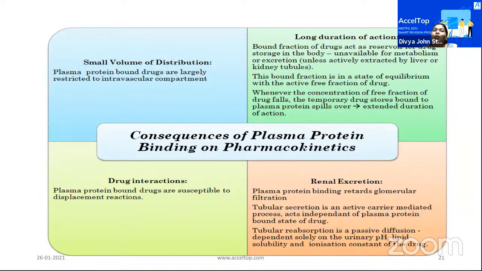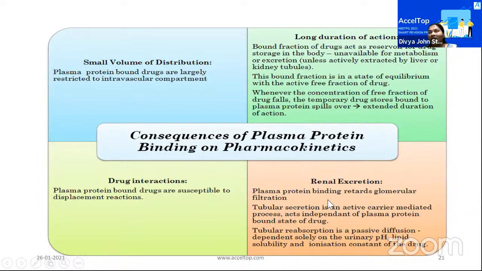Okay, so plasma protein binding will result in a decrease, or a small volume of distribution of the drug. It will extend the duration of action, and the acceptor site will act as a reservoir whenever the concentration of the active free drug falls. The duration of action will be extended by spillover of the temporary stores of the drug in the plasma protein. And plasma protein bound drugs are subject to drug-drug interaction via the displacement reaction.